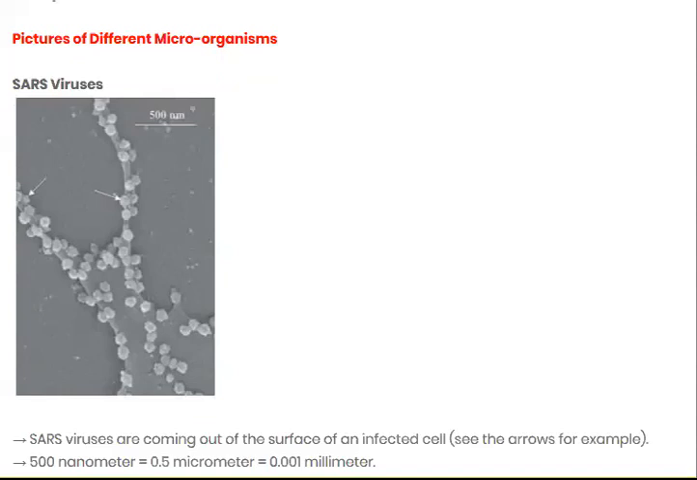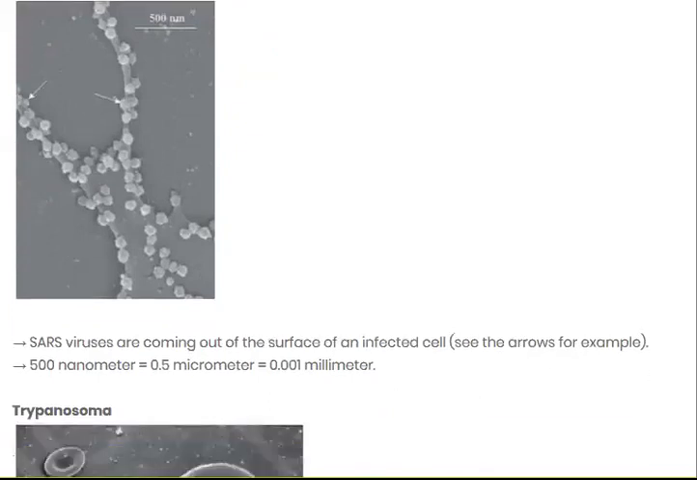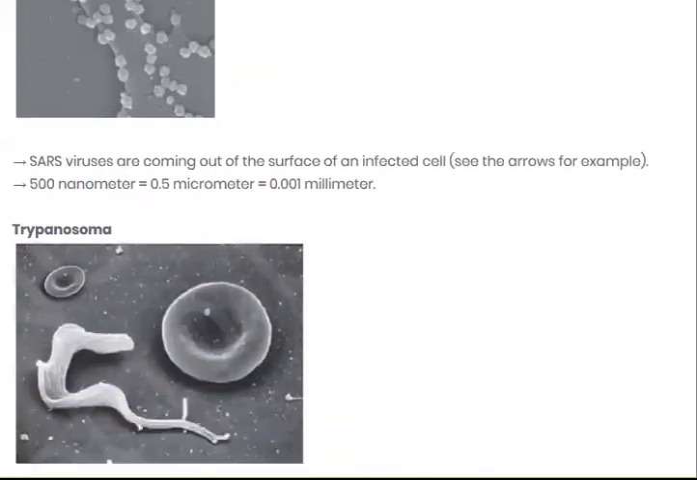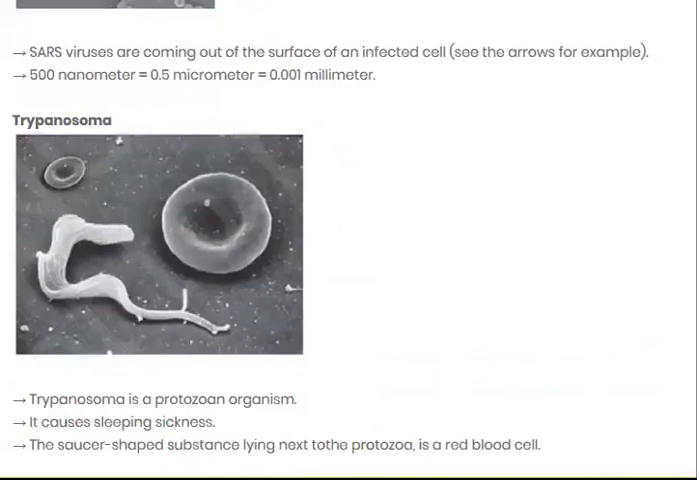The first picture on the screen is a SARS virus that is coming out of the surface of an infected cell. You don't have to learn anything much, just remember the name, SARS virus. Next one is a trypanosoma. That will come as an objective question for you. Trypanosoma is a protozoan. It causes sleeping sickness.